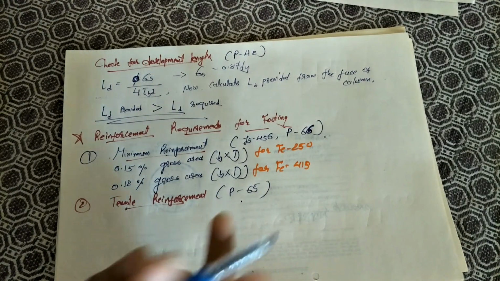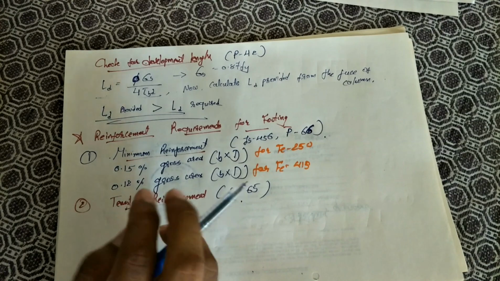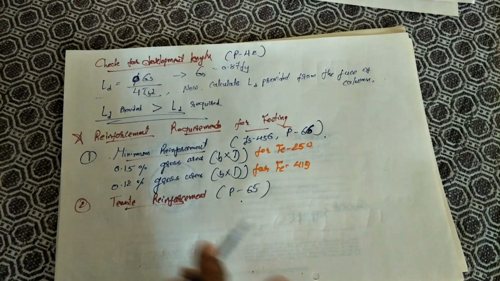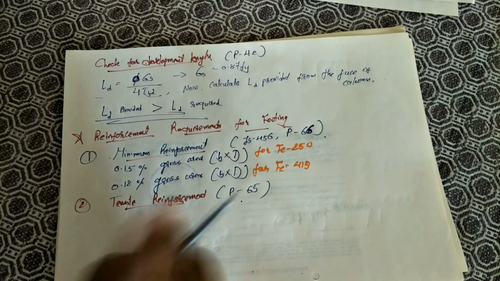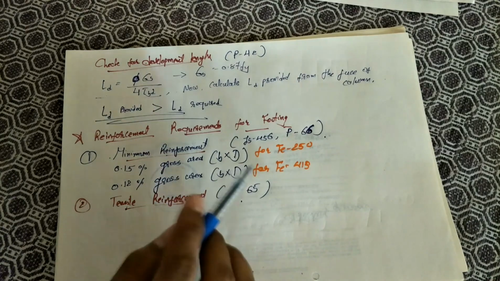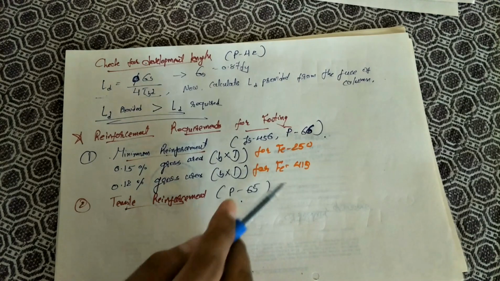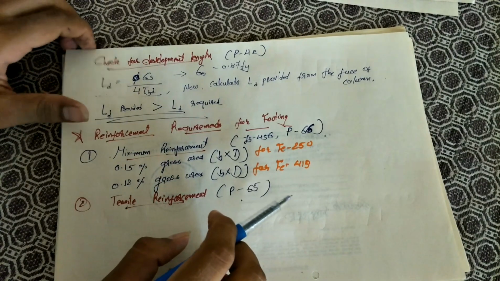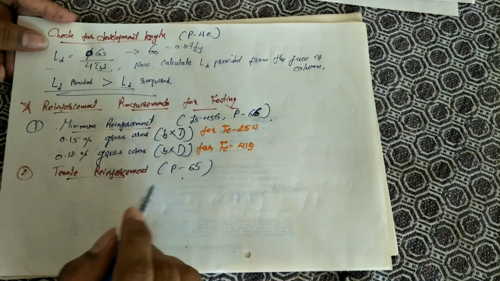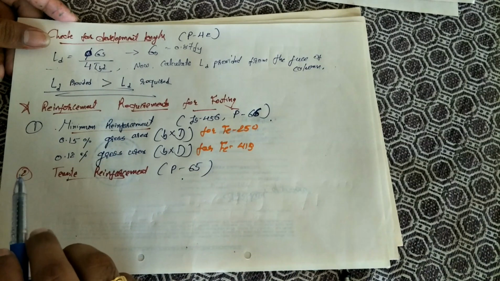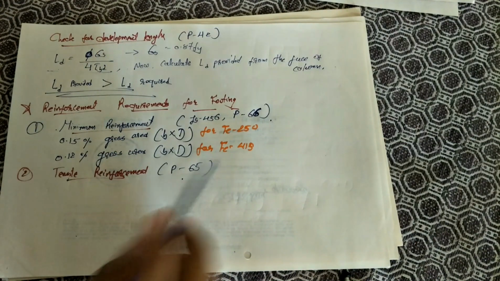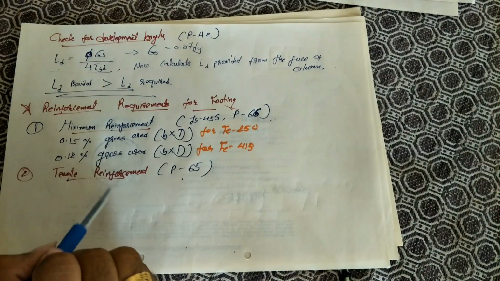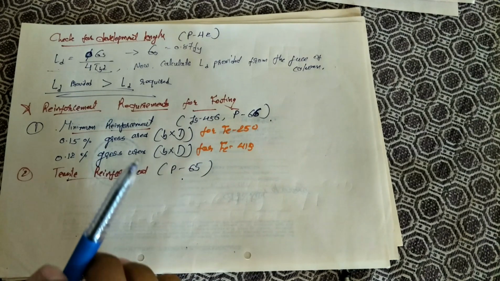The second criterion is that in a two-way reinforced square footing, the reinforcement extending in each direction shall be distributed uniformly across the full width of the footing. And the third criterion is that in a two-way reinforced rectangular footing, the reinforcement in the long direction shall be distributed uniformly across the full width of the footing. It means for a rectangular footing, it will be equally divided along the full width, and for a square footing also it will be equally divided along the width. So tensile reinforcement should be equally distributed along the width of the footing.